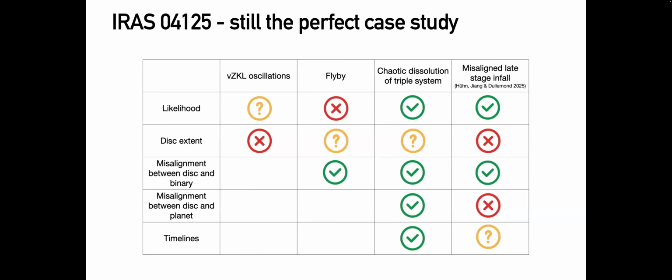I don't have time to go through them, but there are other interpretations for IRAS 04125. And the chaotic dissolution of a triple system, that's this one shown in the third column, seems to match the observations the best. There are other interpretations, but they each have their limitations. And I'm happy to talk about them in questions. I appreciate that I'm over time.